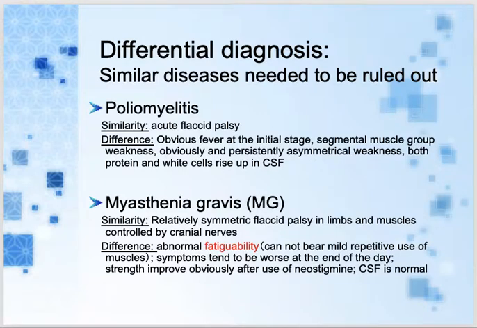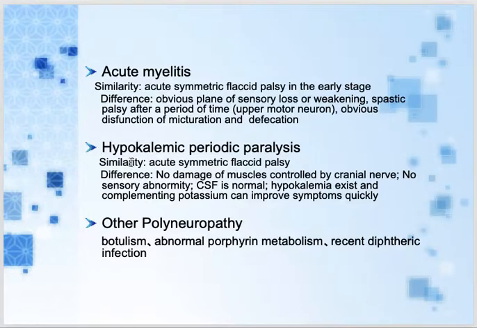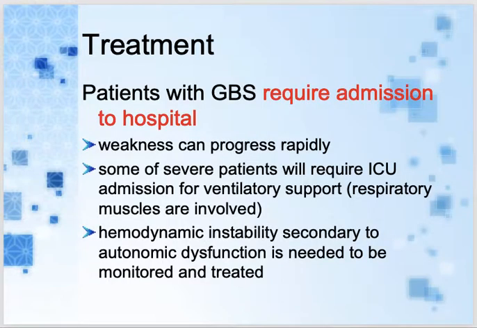And the differential diagnosis, of course, will be a lot in these patients, like poliomyelitis, myasthenia gravis, acute myelitis, hypokalemic periodic paralysis, and other polyneuropathies. There is a diagnostic criteria for Guillain-Barré syndrome as well: anyone who has progressive weakness of two or more limbs with areflexia, and the disease course is less than 4 weeks, and you have excluded all the other conditions, strongly suggests that the patient has Guillain-Barré syndrome.